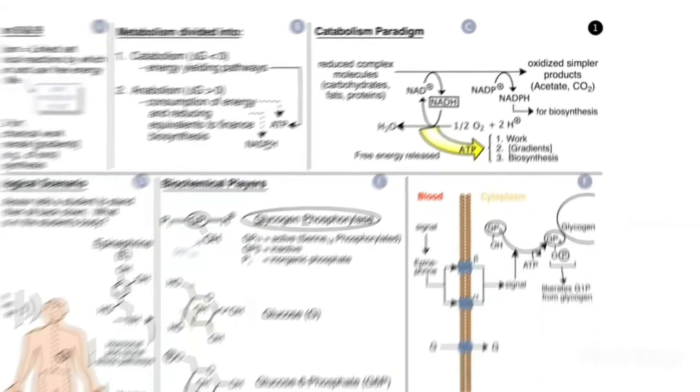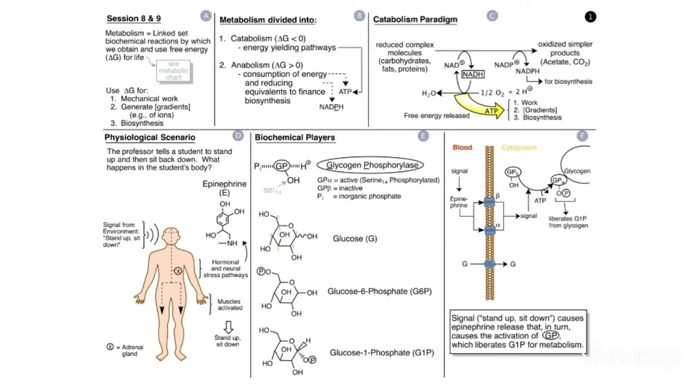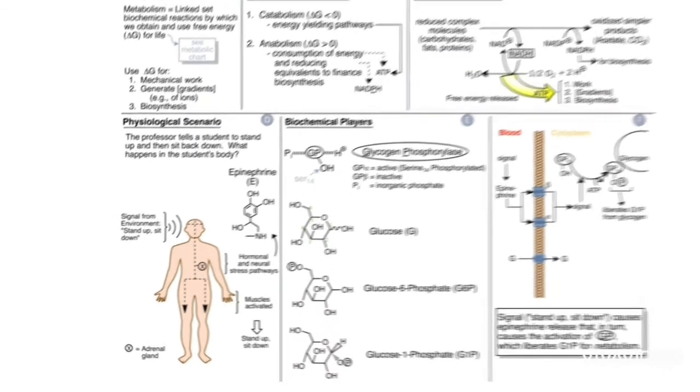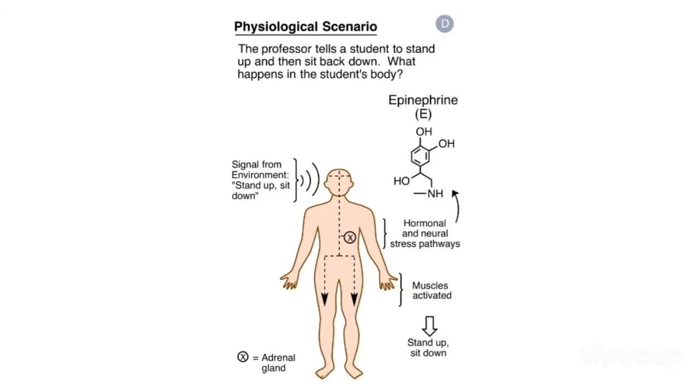Now I'm going to introduce a physiological scenario and use it in order to introduce the pathway of glycolysis. In class at this point, I usually ask a student to stand up and sit down. As you can imagine, being called on in class creates more than a little bit of anxiety in the student. Let's look at Panel D. The signal to stand up and sit down is processed by the brain, and an electrical signal then goes by the nerves to the muscles, enabling the student to stand up.